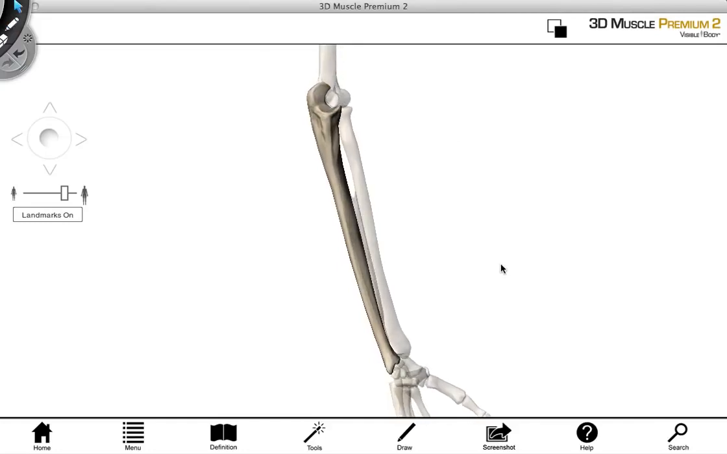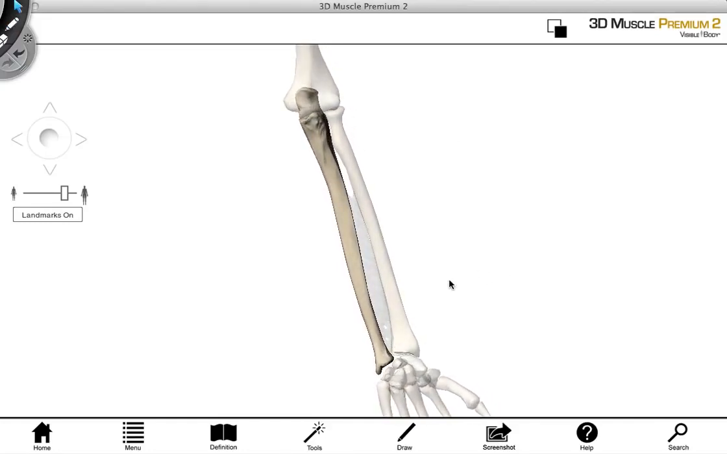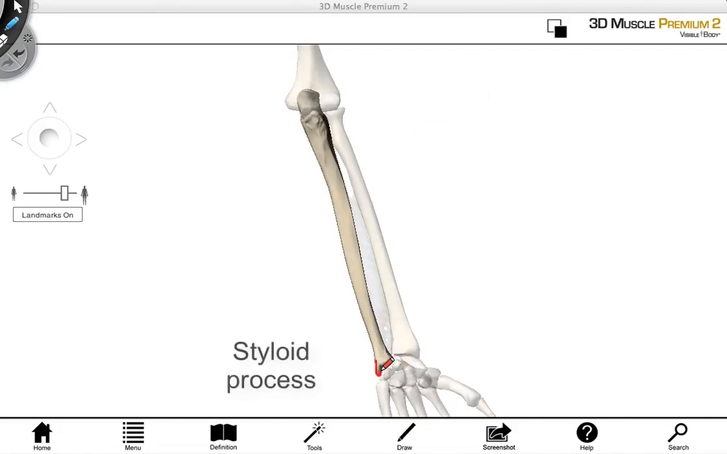I'll rotate the forearm so we can look at it again from an anterior view. And from this particular view, we can also now see where the radius articulates with the ulna. At the proximal radio-ulnar joint, this is where we find the radial notch. Lastly, at the distal end of the ulna, we find a styloid process and also the head of the ulna.